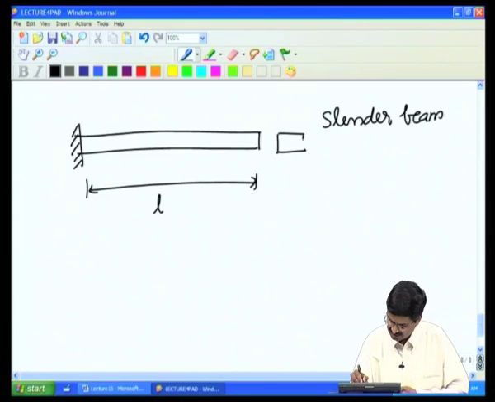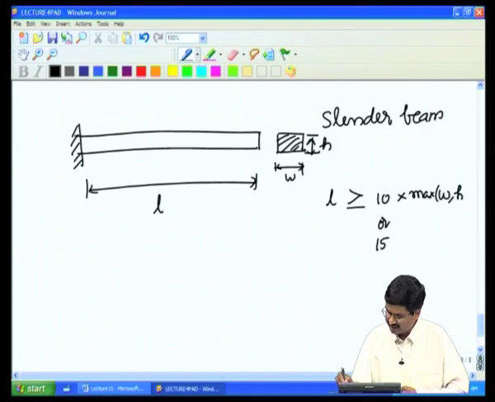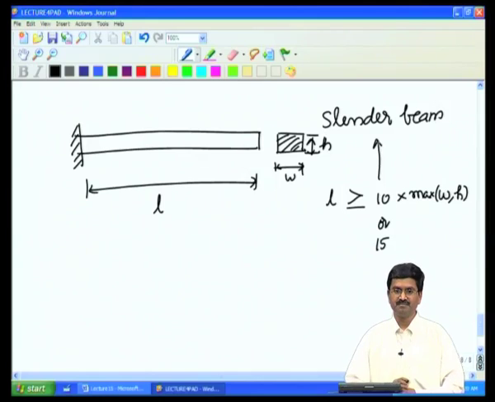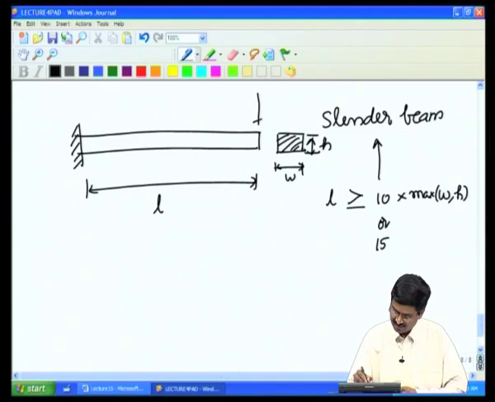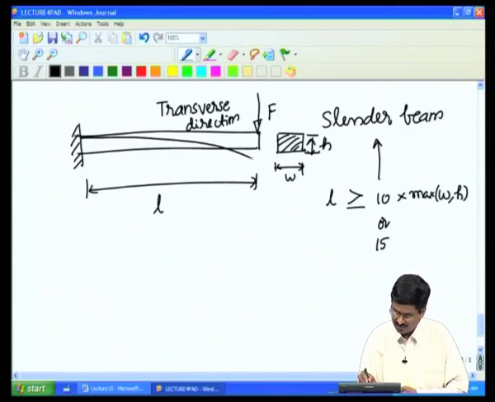Let us say this has a cross section that is rectangular. If there is width W and height H, we want the length to be at least 10 or 15 times the maximum of W and H. If this is true, we call it a slender beam. In such a slender beam, if we have a force F acting in the vertical direction, which we call the transverse direction, what is going to happen? This beam is going to bend.